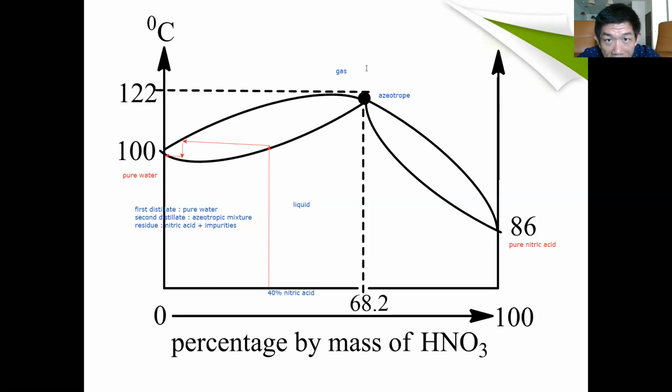So what will happen if you start with 80% nitric acid? Now this is where we mark the 80% nitric acid. So if it is 80% nitric acid, let's begin. I use different colors so you can see clearly. So this is where your composition starts. You start to boil it, and at 80%, vaporization, condensation.